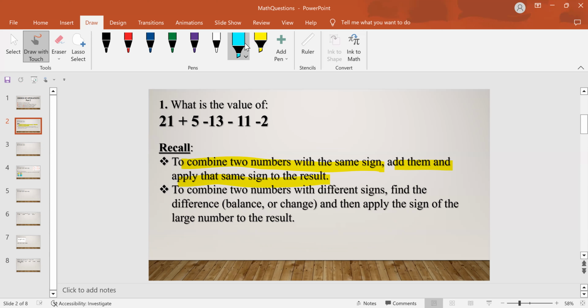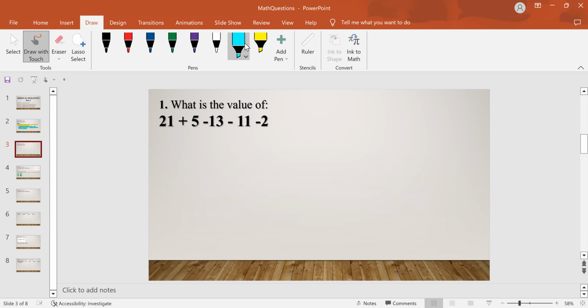To combine two numbers with different signs, that means what? One number is positive, the other number is negative. What we do? Find the difference, find the balance or change, and then apply the sign of the larger number to the result. So we'll do this in practice. Now, if you go to the question, 21 plus 5 minus 13 minus 11 minus 2.